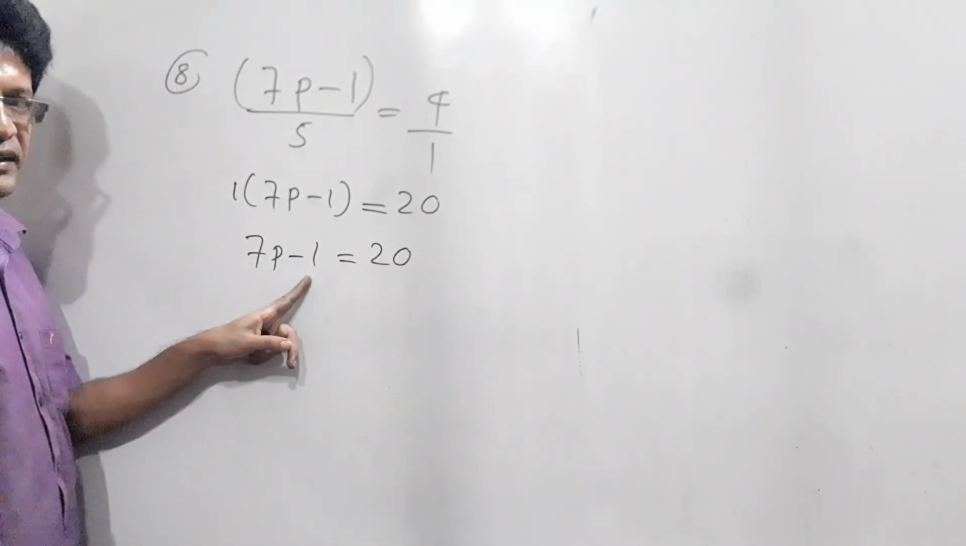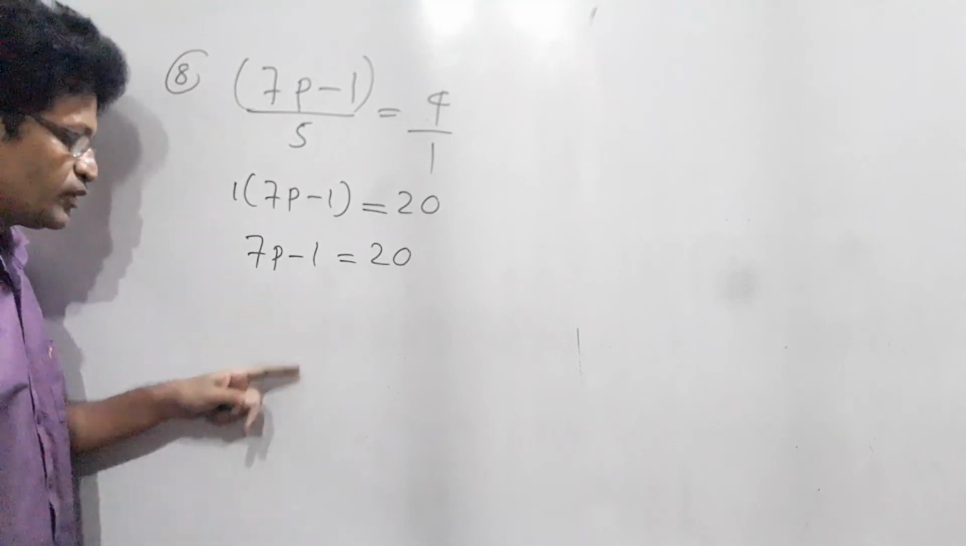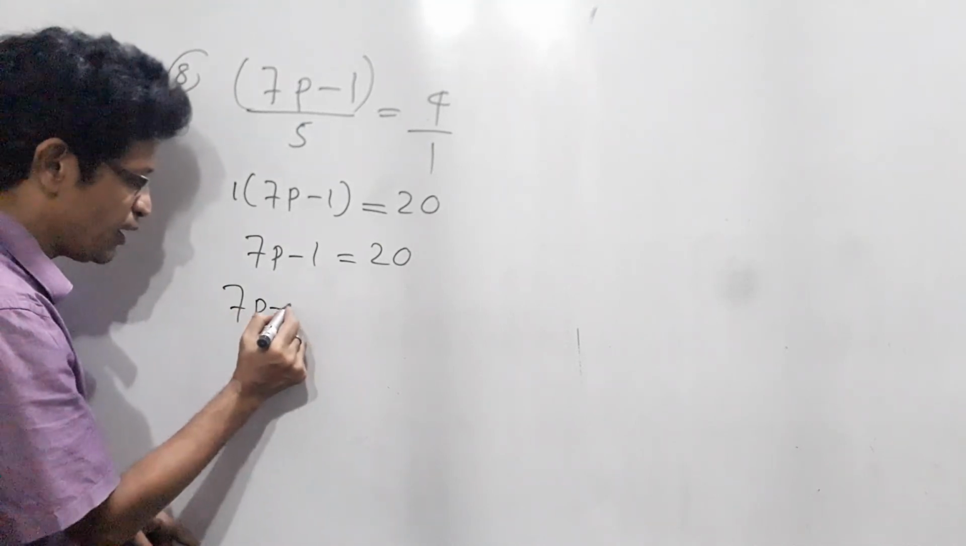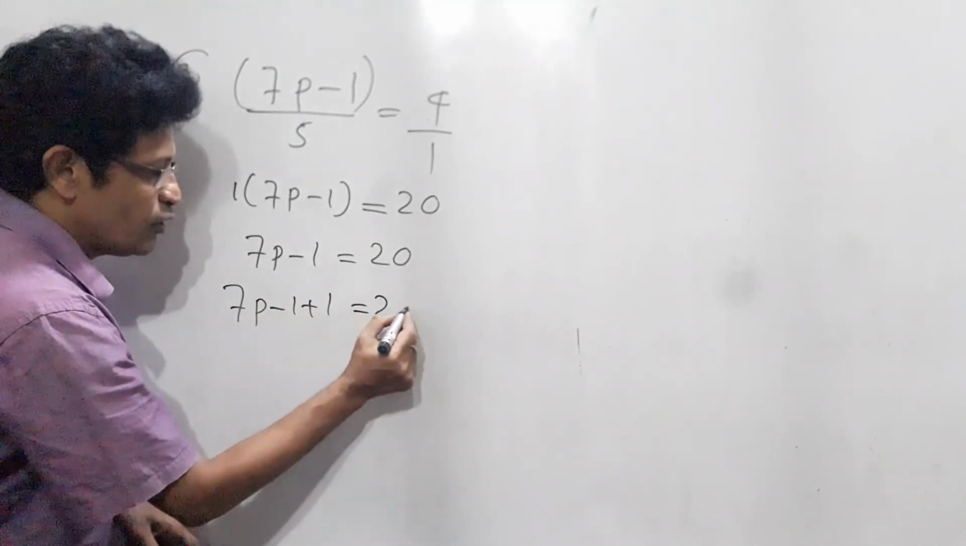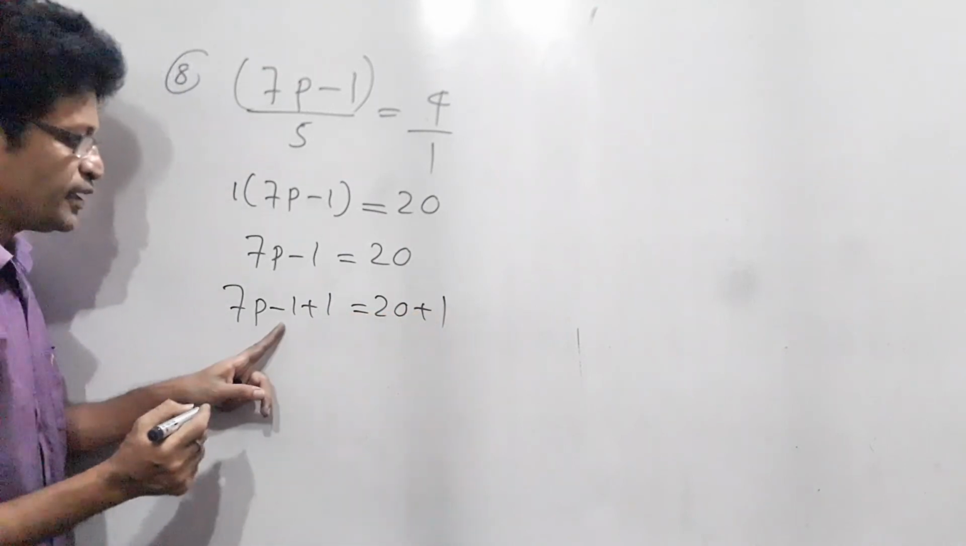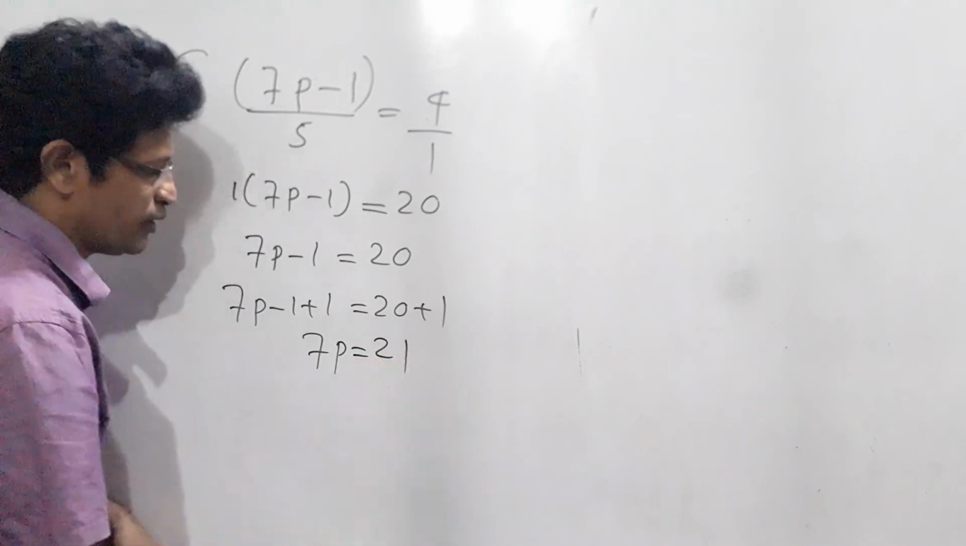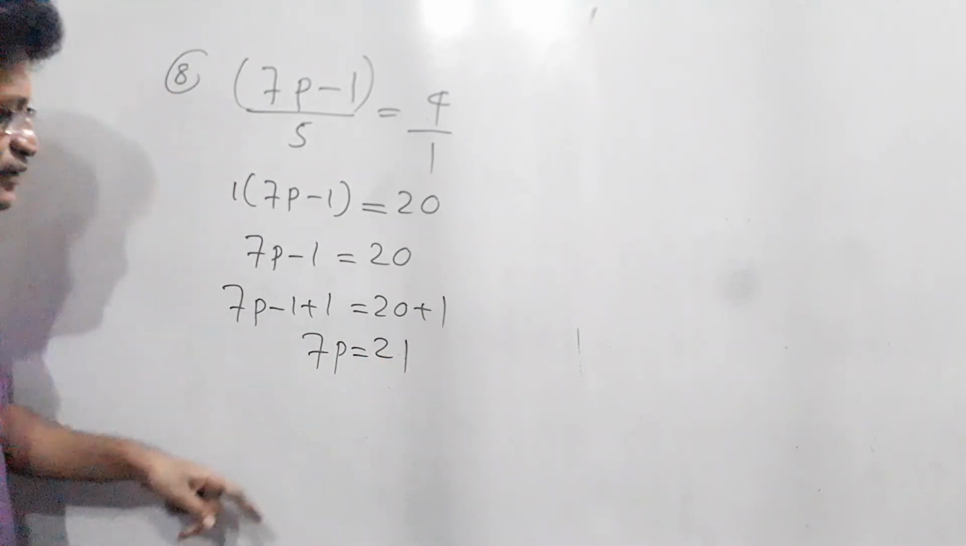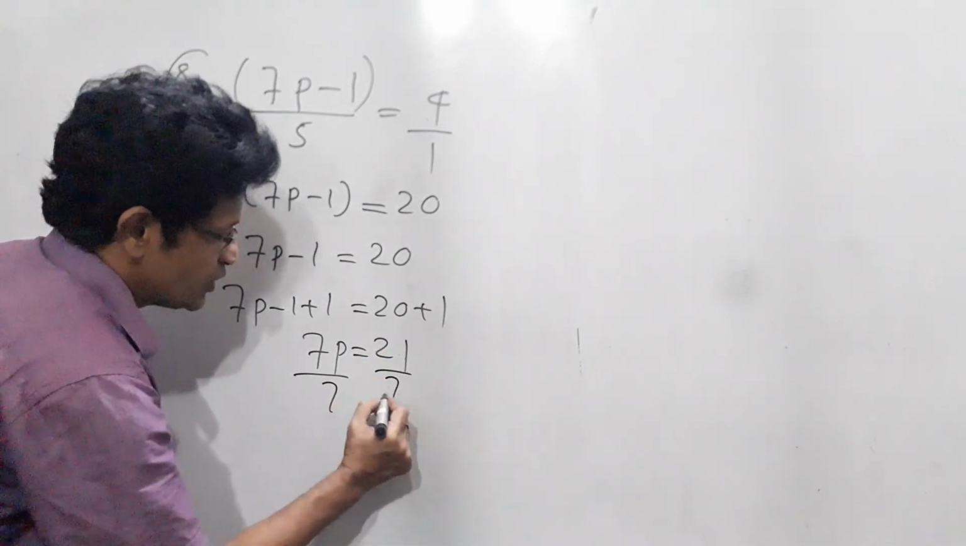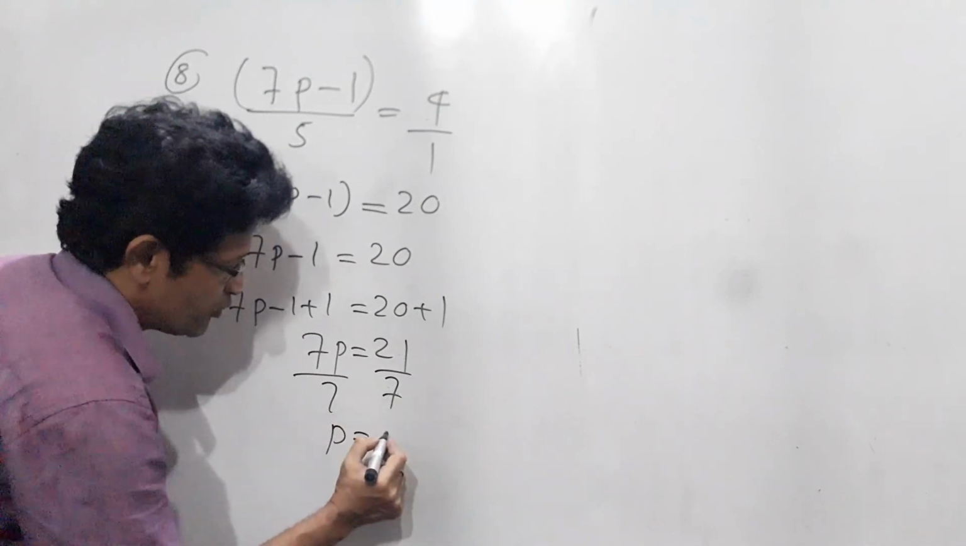Now to cancel this minus 1, I add plus 1 this side. Then 7p minus 1 plus 1 equal 20 plus 1. Here minus 1 and plus 1 will get cancelled. 7p equal 21. Then what I do is I divide this side by 7, this side also 7. Then p equal 21 divided by 7 is 3.